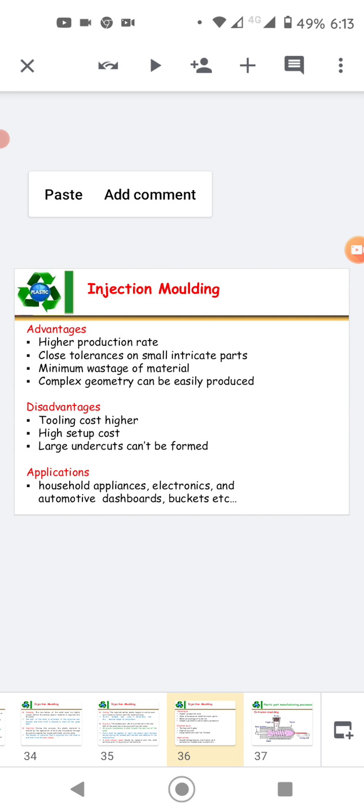Compression molding is suitable for inserts but no complex shapes can be done. Transfer molding, complex shapes can be done. And injection molding also, complex shapes can be machined.